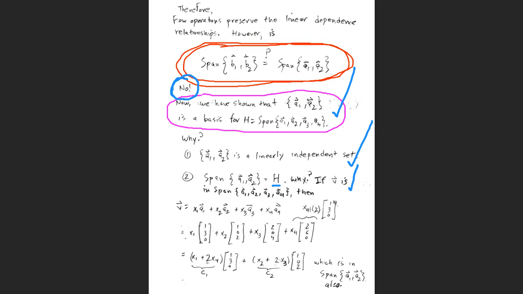So if V is in the span of A1, A2, A3, and A4, then V can be written as a linear combination of those four vectors. Let me give you a moment to catch up here.